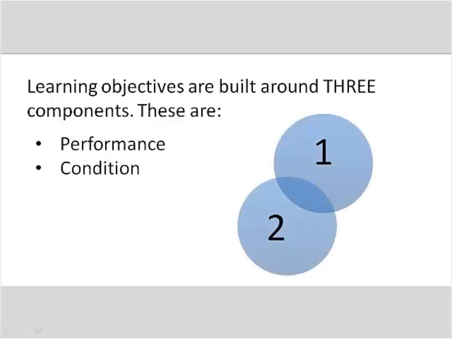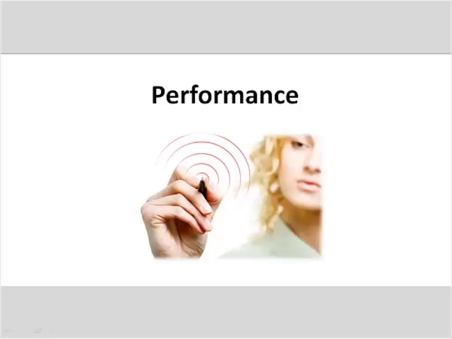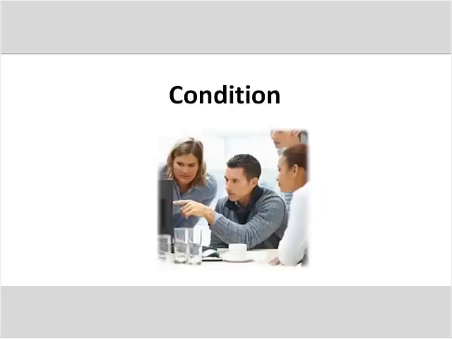performance, condition, and criteria. The first component is performance. Learning objectives should be performance-based, which means an observable performance should be specified. The next component is condition. Learning objectives should contain conditions under which the performance is to occur.